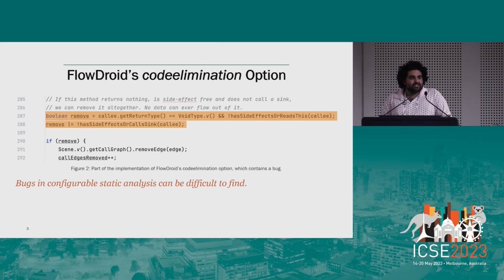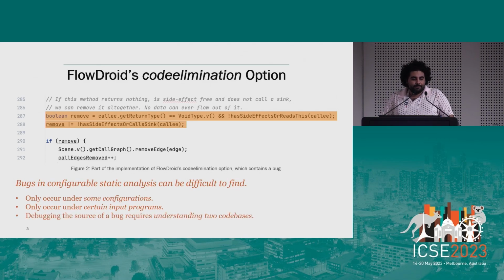And this bug demonstrates some of the difficulties in debugging and testing configurable static analysis. Namely, bugs may only occur under certain configurations. They might only occur under some input programs, like this one will only occur if you have an input program that meets some of the criteria but not all. And debugging this bug requires understanding both the analysis code and the code of the input program.